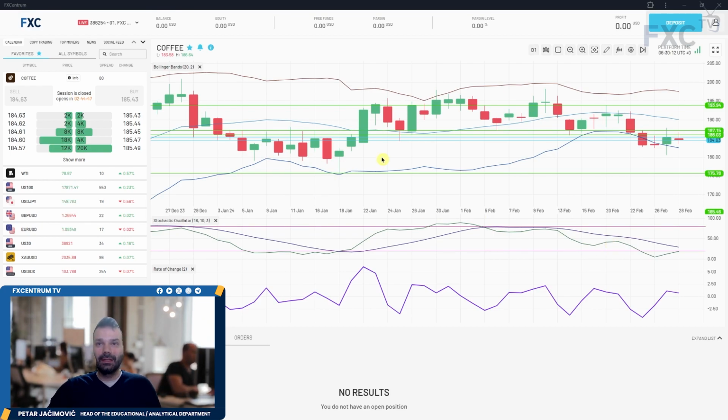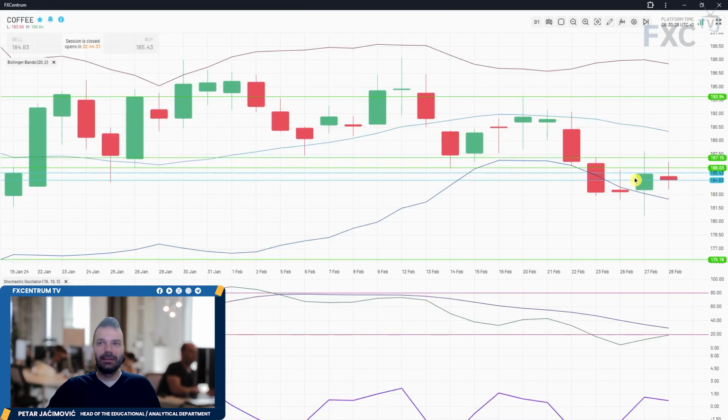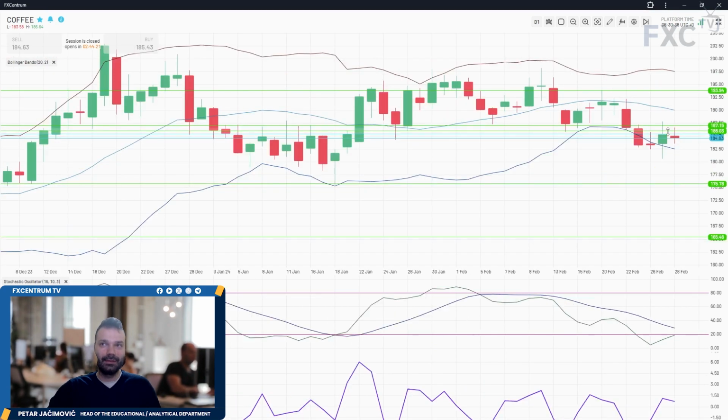Let's start with the coffee market since we had a breakout of consolidation. This is the daily time frame, as you can see here. We have our Bollinger Band and a stochastic rate of change. I will zoom in: yesterday we had an inside day, so the whole daily range was fully inside of the previous day's range, and this is a sign of indecision.